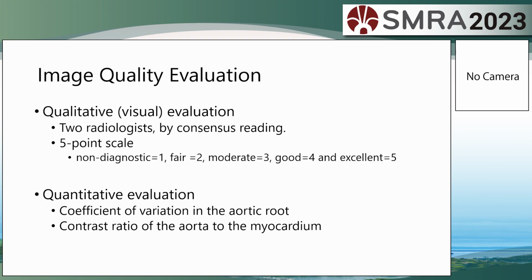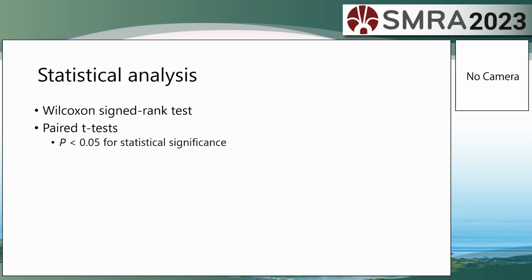So here's the image quality evaluation we did. In visual evaluation, it was evaluated by two radiologists, including me. And then we measured the quantitative evaluation, which was the coefficient of variation in the aortic root, as well as the contrast ratio of the aorta to the myocardium. Statistical analysis was a standard method, and a p value of 0.05 was considered statistically significant.